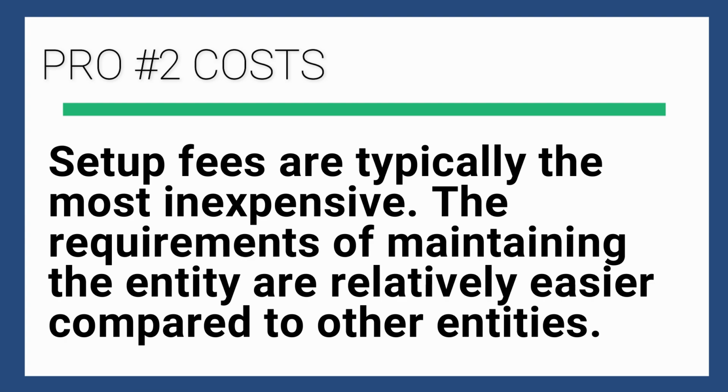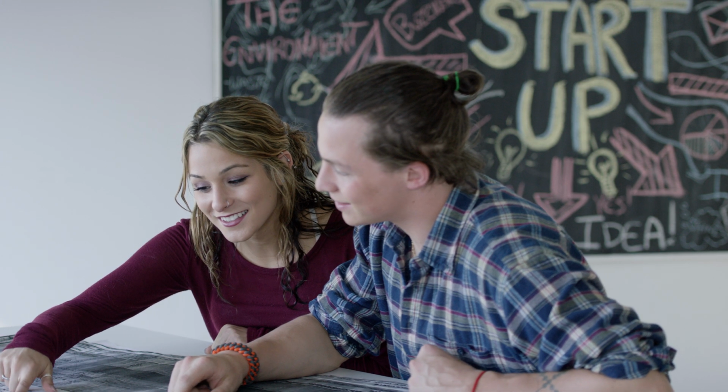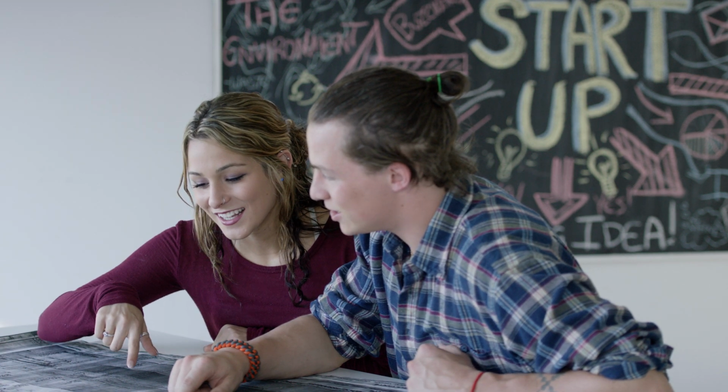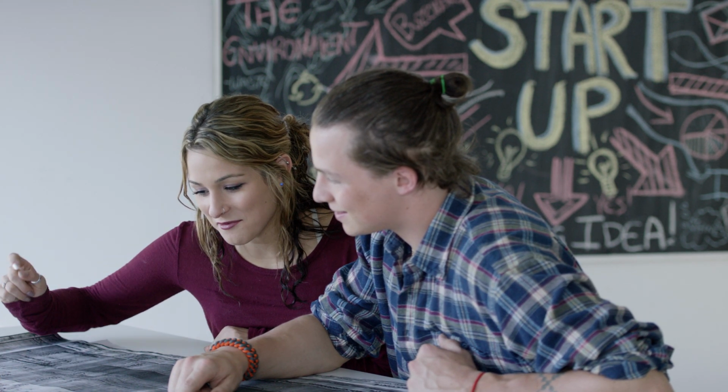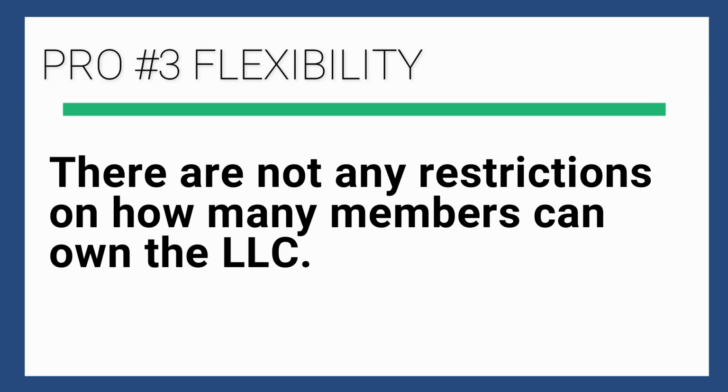Pro number 2, the cost. The cost of setting up an LLC is comparatively inexpensive. The maintenance costs, especially with a single member LLC, will be relatively inexpensive compared to our other 3 options in this video. A multi-member LLC will definitely cost more than a single member LLC, since it does require greater bookkeeping and a separate tax filing. You have to file tax form 1065 to generate the K1s for all the owners. It will be less expensive than most partnership filings, S corporation filings, and C corporation tax filings.